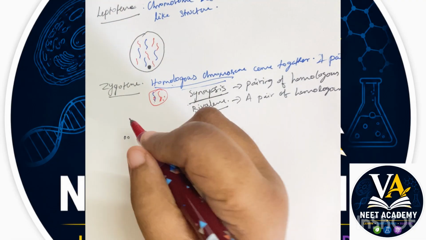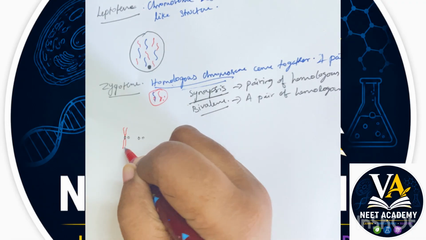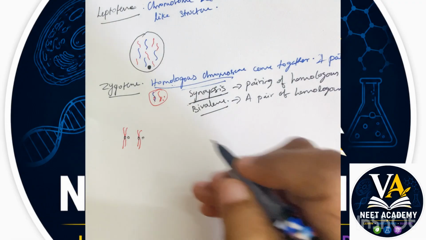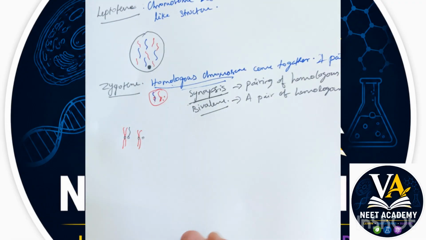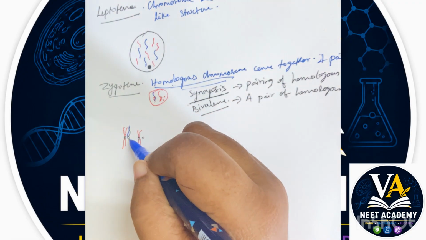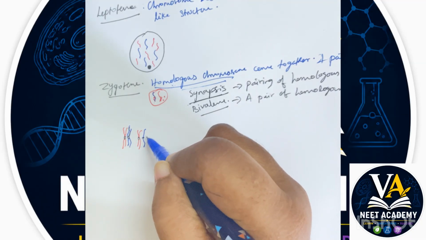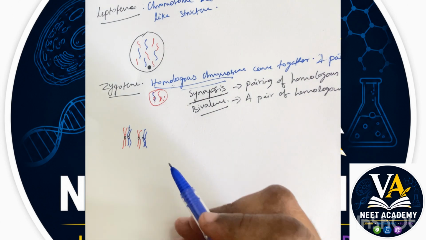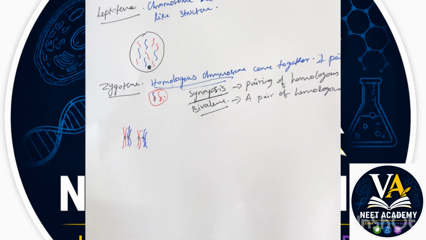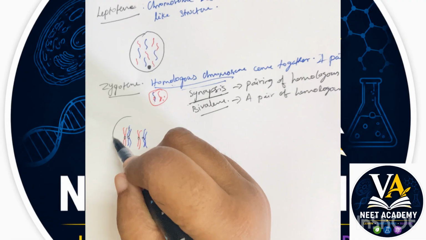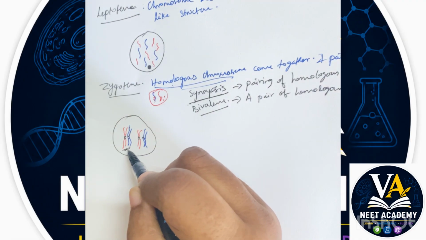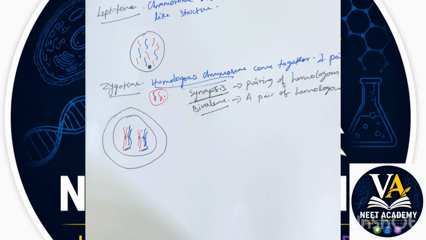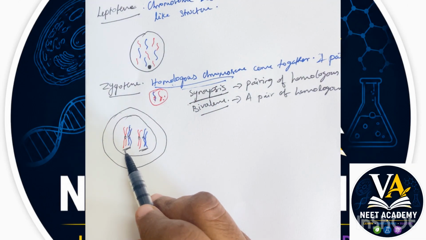I'll take blue color. Okay, so these are the two sets of chromosomes which have come together and paired. So this is one pair and this is the second pair. This is the nuclear membrane and this is the cell membrane.